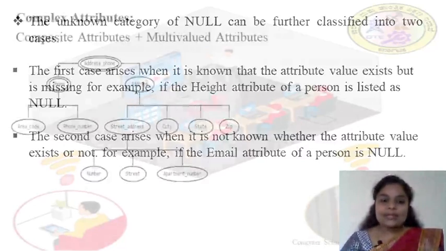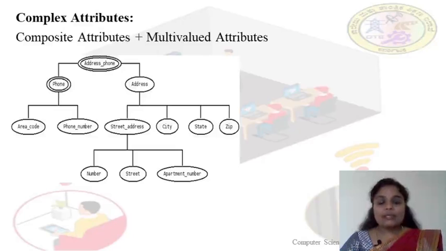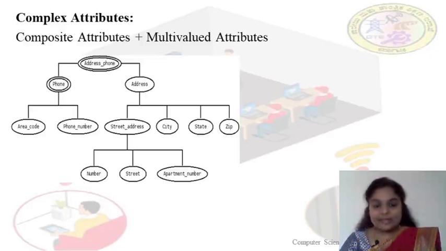Okay. Next we have complex attributes. What are complex attributes? It's a combination of composite attributes and multivalued attributes. They are telling it's a combination. In the middle you can make out a plus symbol. Complex attributes equal composite attributes plus multivalued attributes. I hope you remember what a composite attribute is. A composite attribute means a value which can be further divisible.